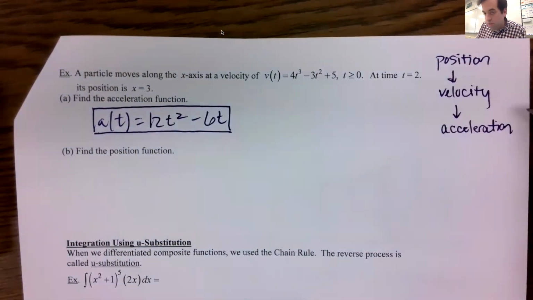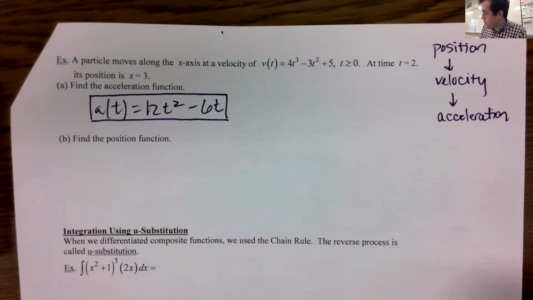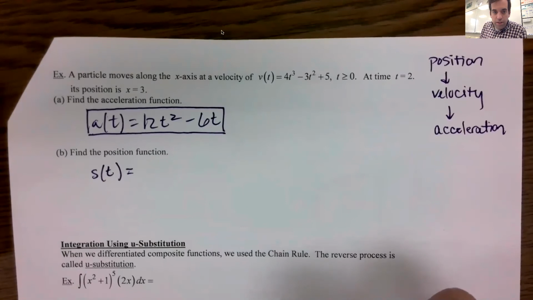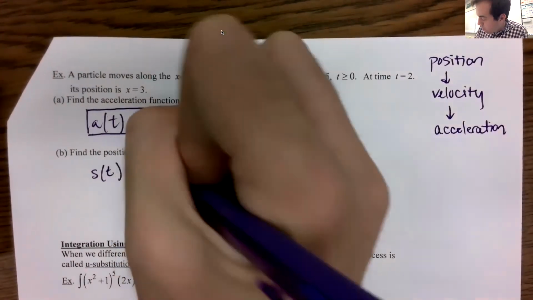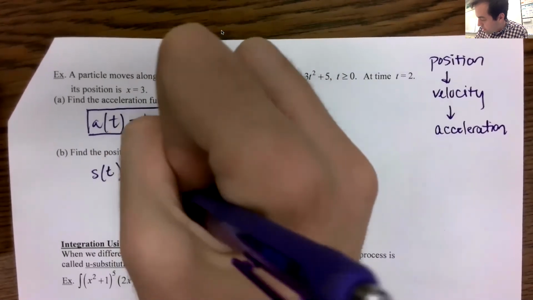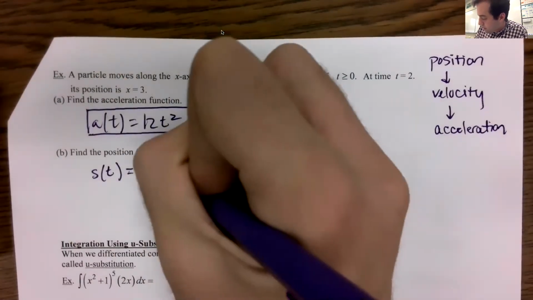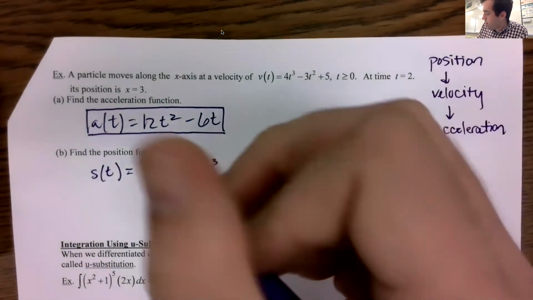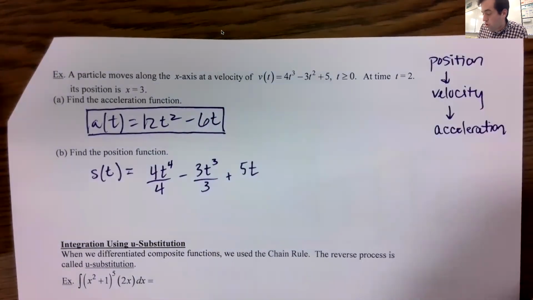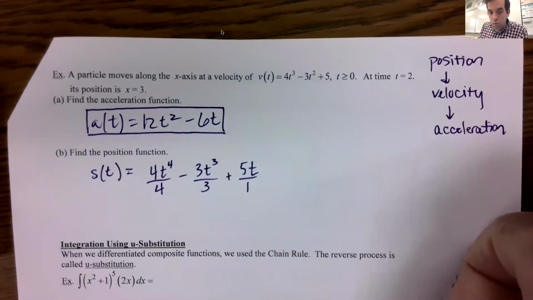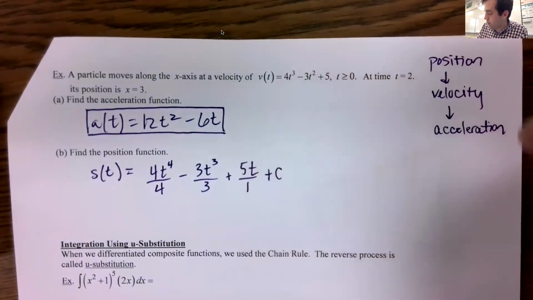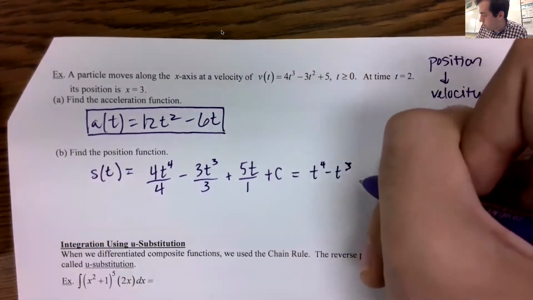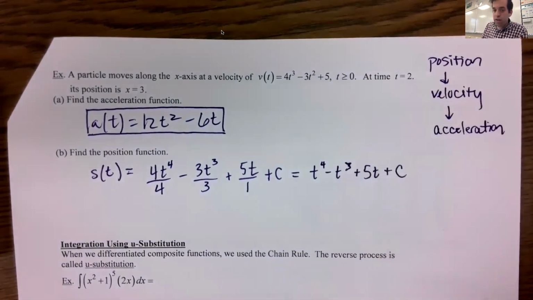If we wanted to find the position function, now we've got to move up. So we're going to take the integral. So the s of t is the integral of v of t. So we're going to take 4t cubed and add 1 to the exponent, divide by the new exponent. We'll take 3t squared, add 1 to the exponent, divide by the new exponent. 5, create a t, divide by the new exponent, which is 1, plus c. And this becomes t to the 4th minus t cubed plus 5t plus c. Don't forget the plus c.